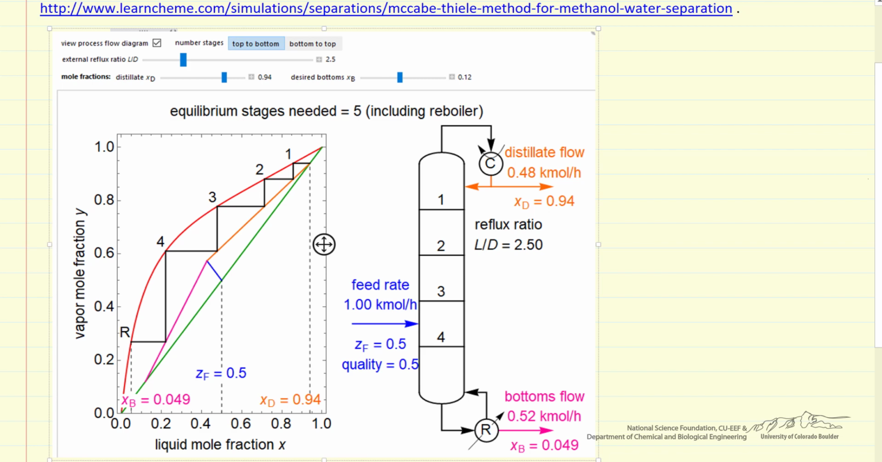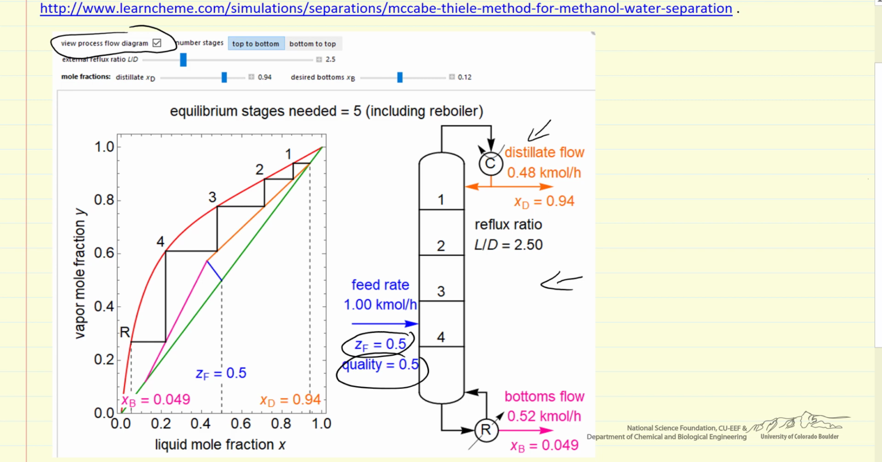You'll notice that this box is checked here so that the diagram is on the right that shows the number of stages, shows the feed rate and the quality. The feed rate's fixed at 50% methanol, 50% water, and the quality fixed at 0.5, meaning it's a 50-50 mixture of liquid and vapor. The condenser is a complete condenser.